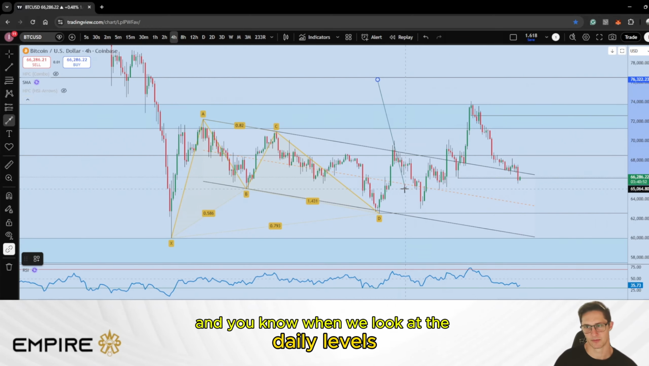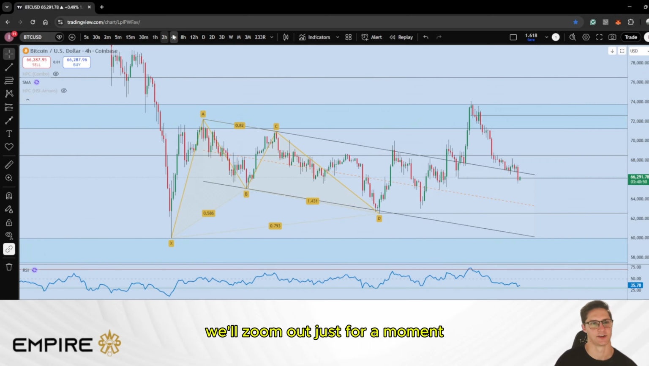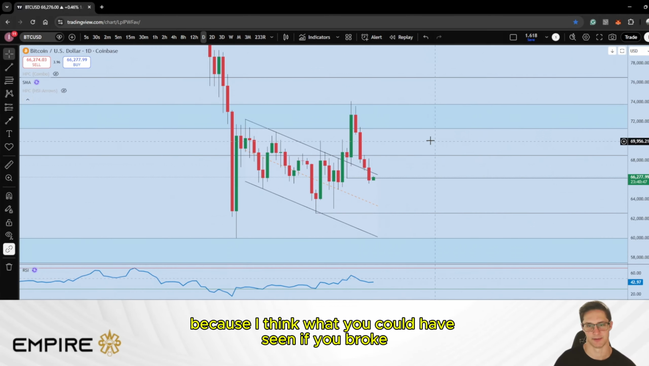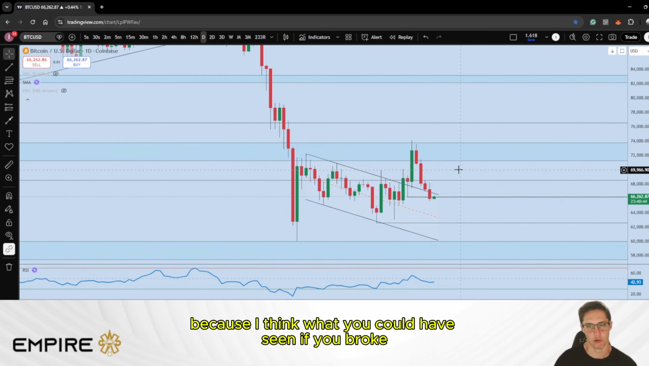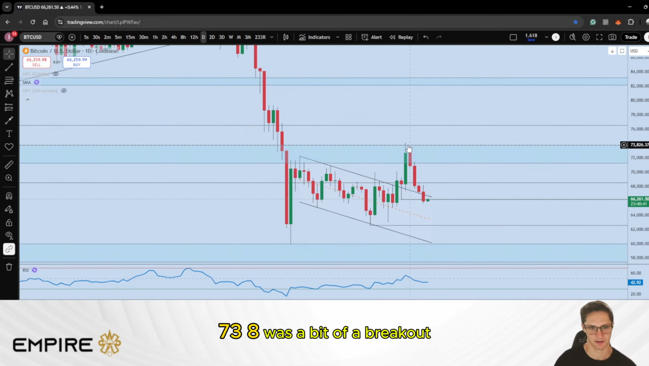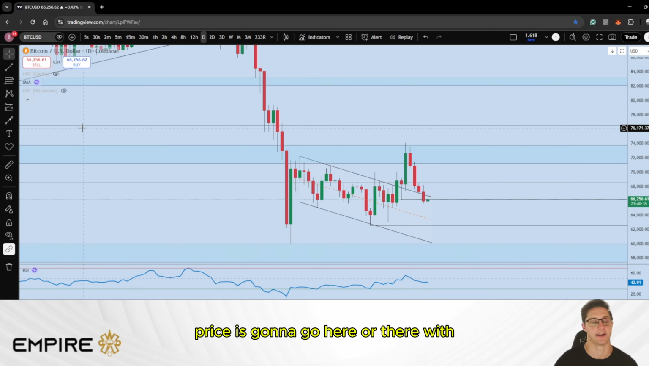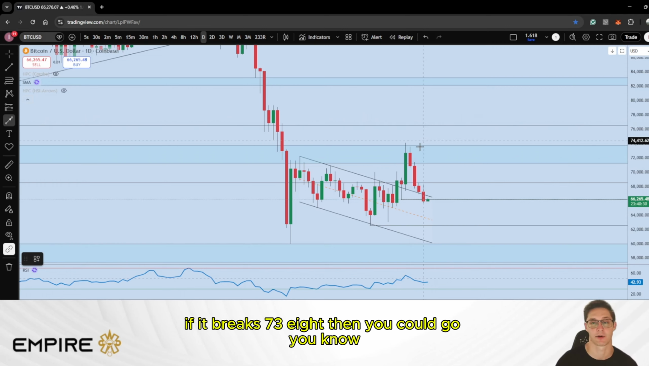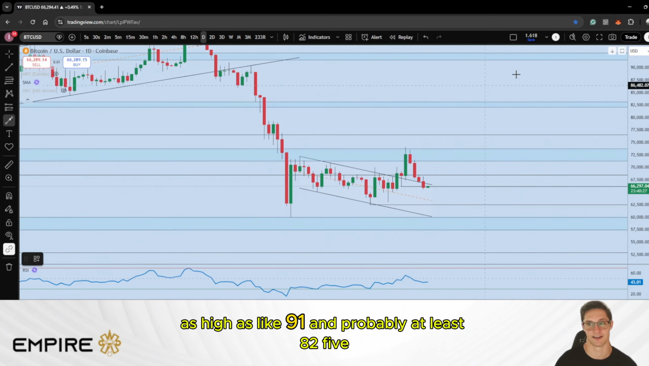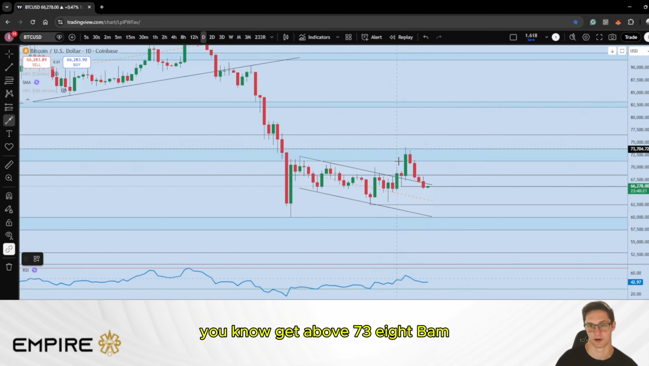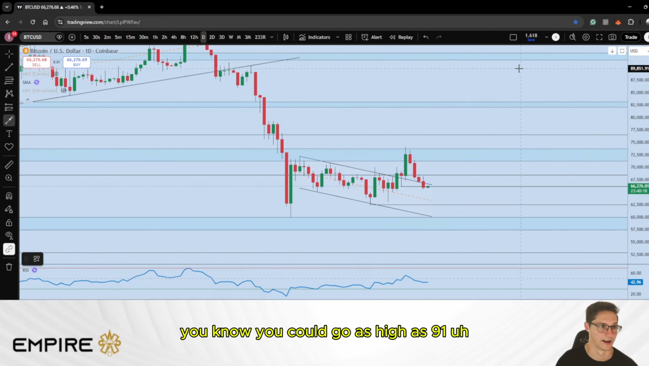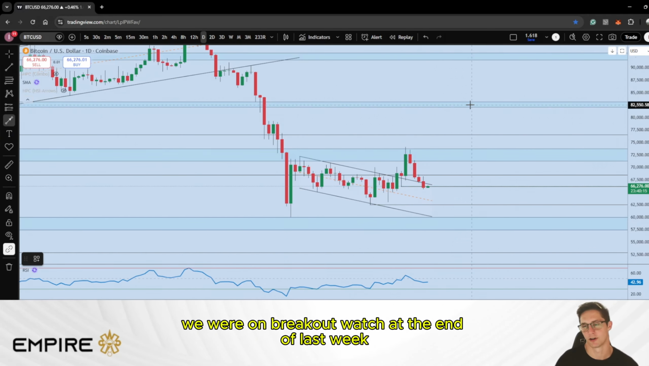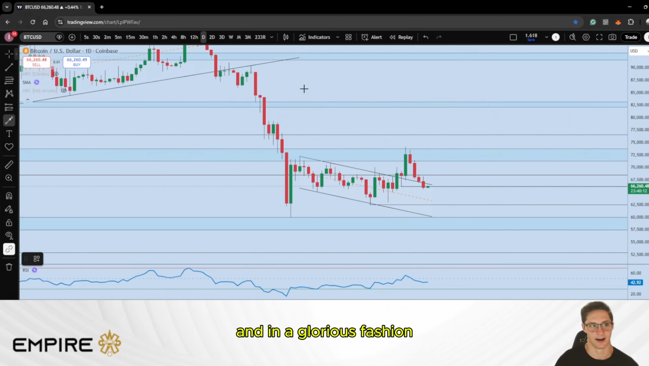When we look at the daily levels, we'll zoom out for a moment and talk about the daily, because I think what you could have seen if you broke 73.8 was a bit of a breakout. It's not for me to say price is going to go here or there with 100% certainty. It's just about evaluating the levels. If it breaks 73.8, then you could go as high as 91 and probably at least 82.5. I said that in the video last week: you get above 73.8, you could go as high as 91. So we were on breakout watch at the end of last week.